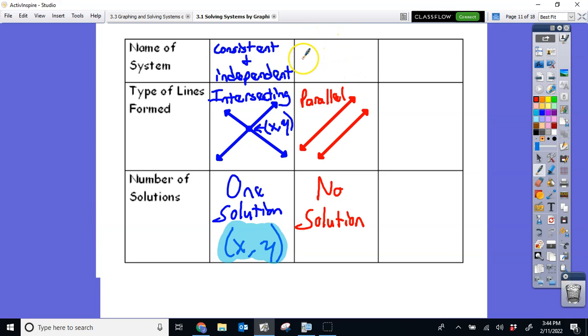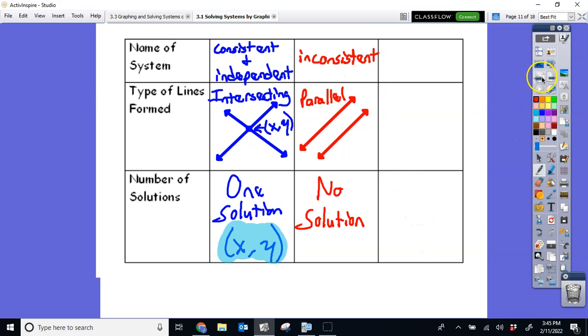This one would be named inconsistent. Inconsistent. Think about it. The word consistent in the first one means it had an answer. Independent means there was only one. So if consistent means it has an answer, inconsistent would mean it doesn't have an answer. And I don't have to put any extra words with that one.